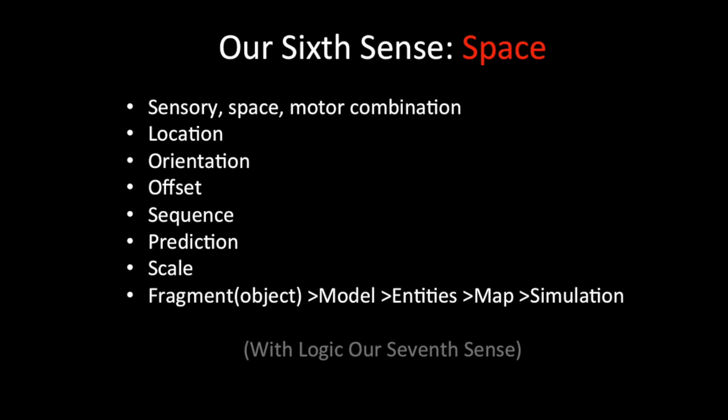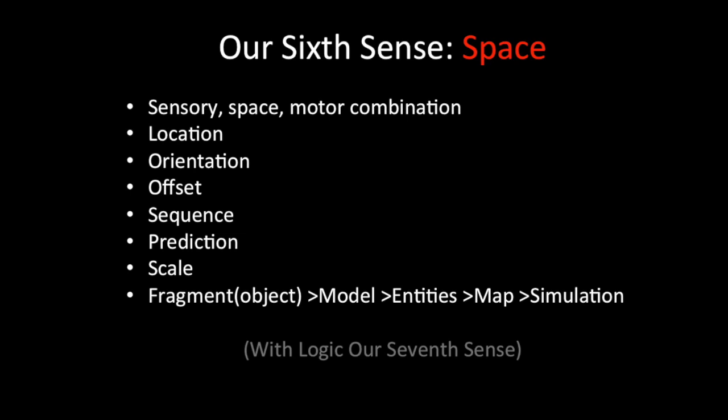So our sixth sense really is space. Sensory motor combination, location, orientation, offset, sequence, prediction, scale, and we turn fragments, models, entities, maps into simulations. And honestly, logic is our seventh sense, and when we get to the grammars, you're going to see why I'm making such a big deal about this idea of geometry and the way we perceive the world subconsciously, according to the same kind of things we find in our analysis of that specialty we call geometry.